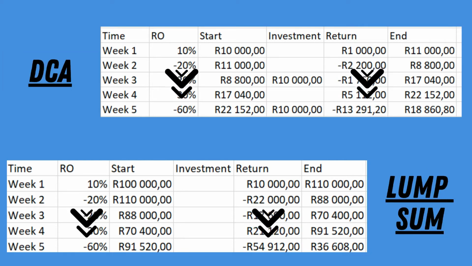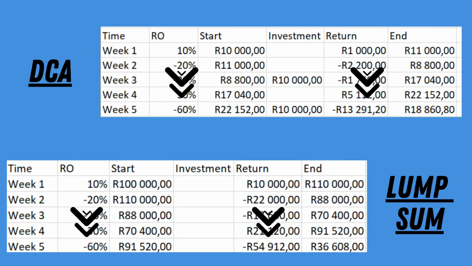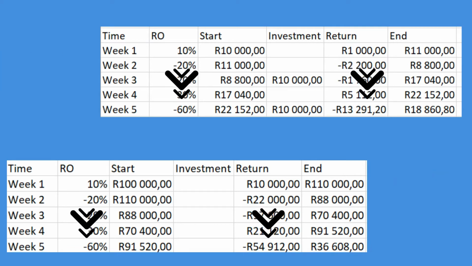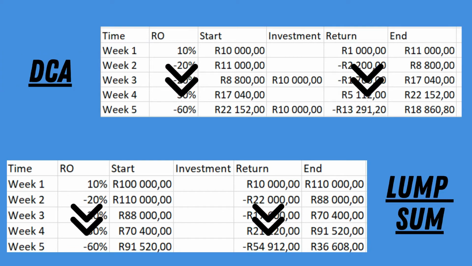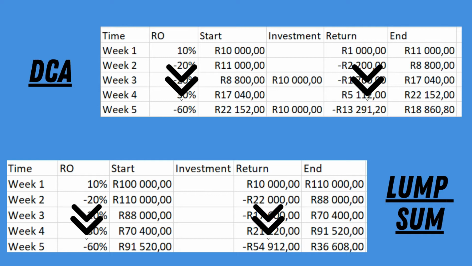But now let's look at the bottom one. You put all your money in at once on this side. This is the lump sum one. Now look at this. You put in your 100,000 in week one. You don't know when the crash is coming, and that's crypto for you. It's super volatile, but there's still a lot of money to be made in cryptocurrencies.